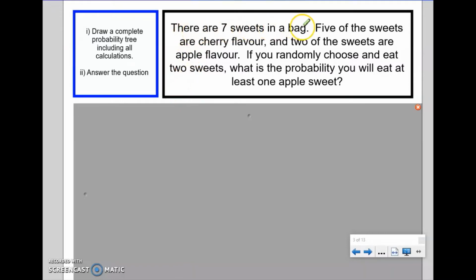There are 7 sweets in a bag. 5 of the sweets are cherry flavour and 2 of the sweets are apple flavour. If you randomly choose and eat 2 sweets, what is the probability you will eat at least 1 apple sweet?